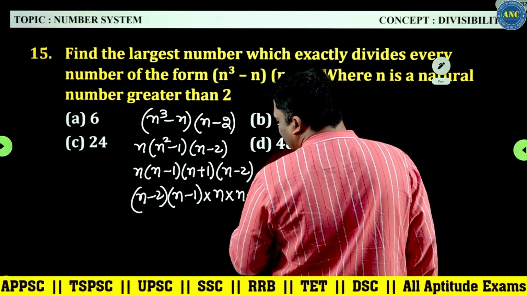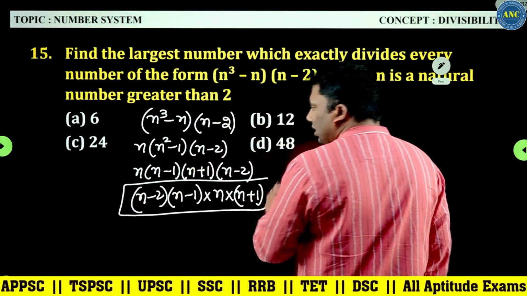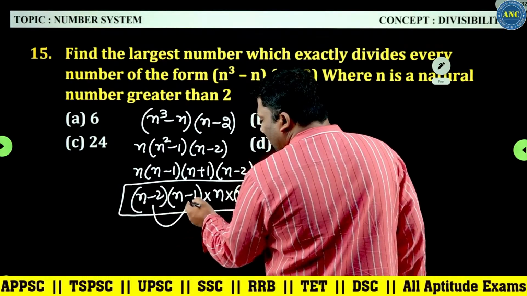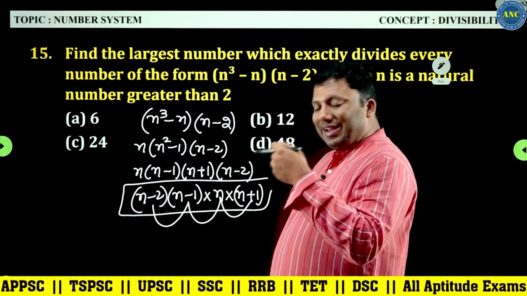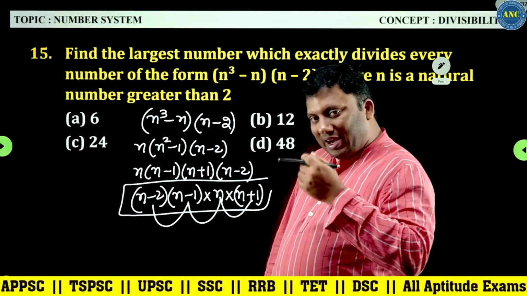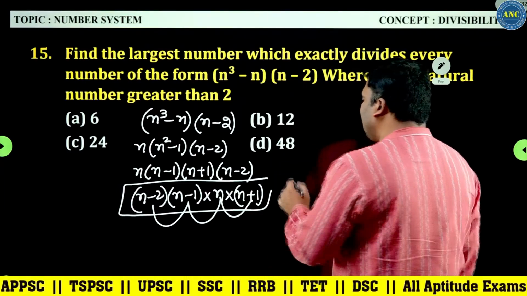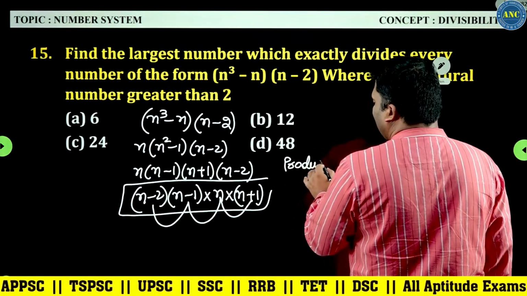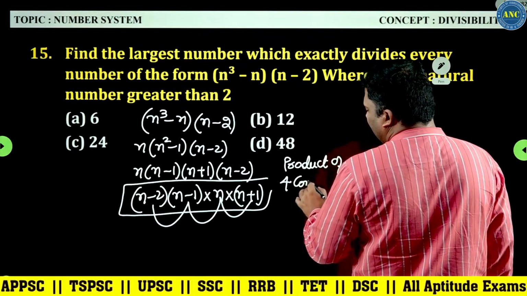Can I write the numbers like this? N minus 2, n minus 1, n and n plus 1. These are 4 consecutive numbers. Am I right? N minus 2, 1 increase, n minus 1, 1 increase, n, again 1 increase, n plus 1. Product of 4 consecutive numbers.